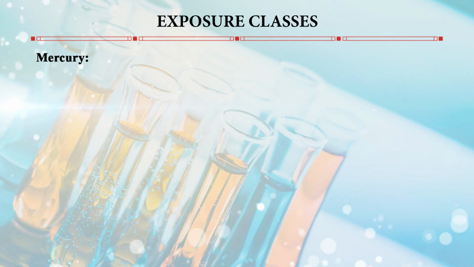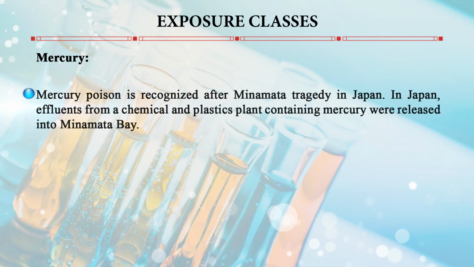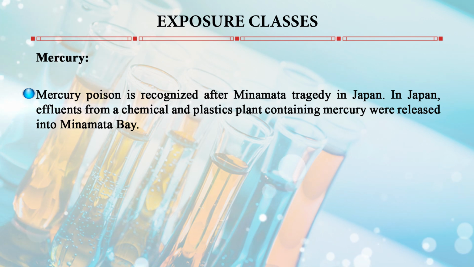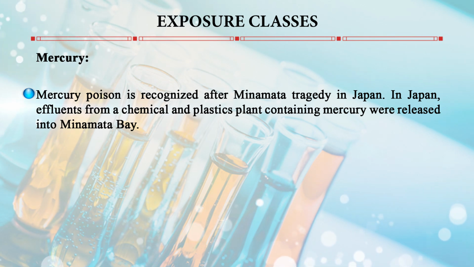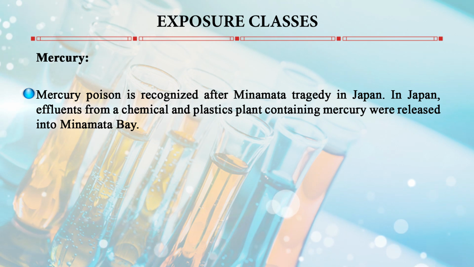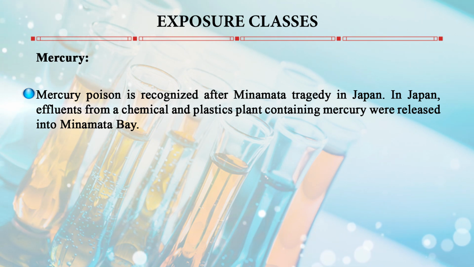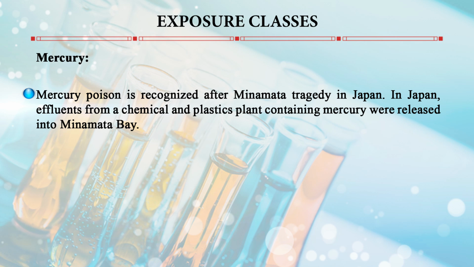Another important metal is mercury. Mercury poisoning was recognized after the Minamata tragedy that occurred in Japan. The effluents from a chemical factory and also a plastic plant containing mercury were released into Minamata Bay.